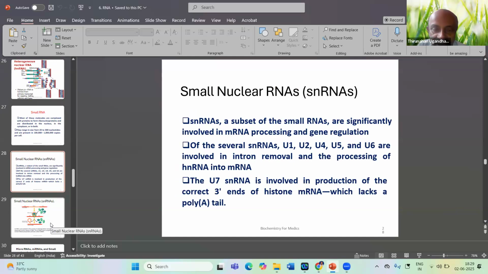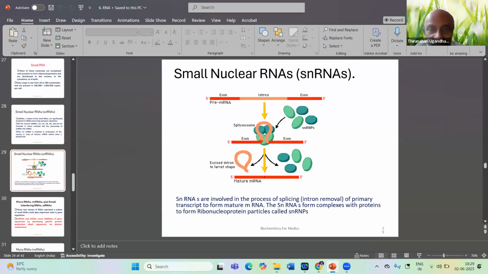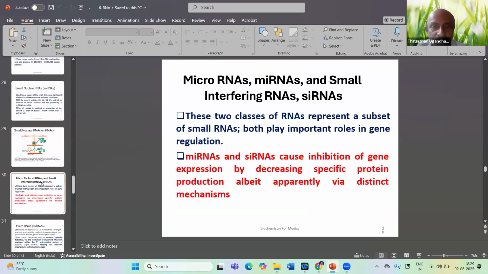snRNAs are a subset of the small RNAs significantly involved in mRNA processing and gene regulation. Of the several snRNAs, U1, U2, U4, U5, and U6 are involved in the intron removal process. U7 is involved in the production of the correct process. The small nuclear RNA is snRNA. snRNA is involved in the splicing process. Splicing.